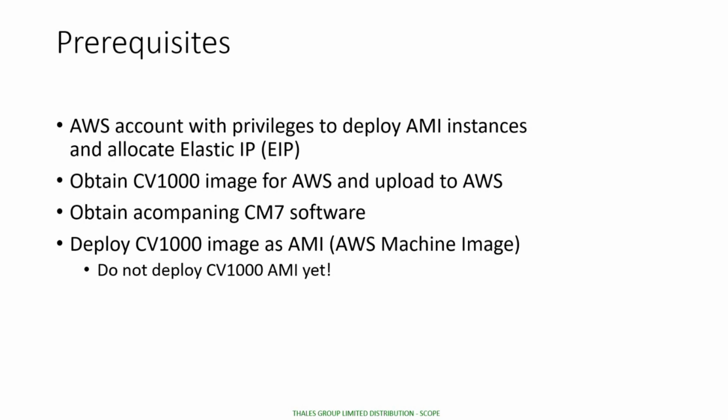Prerequisites: of course, we have to obtain the CV1000 image and convert it to an AWS machine image, because only an AWS machine image can be deployed as the running server or running system. Also, we have to obtain the accompanying CM7 software. CM7 is our management application to manage HSE.